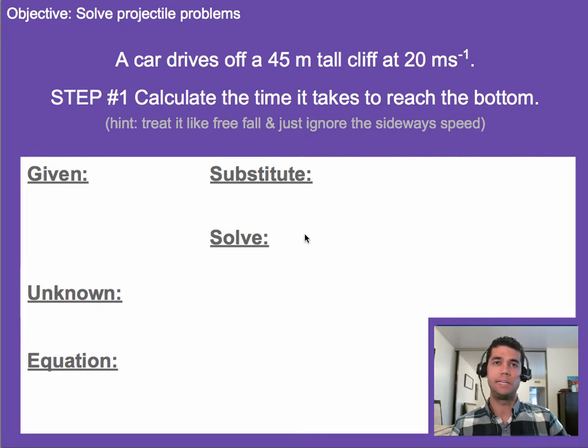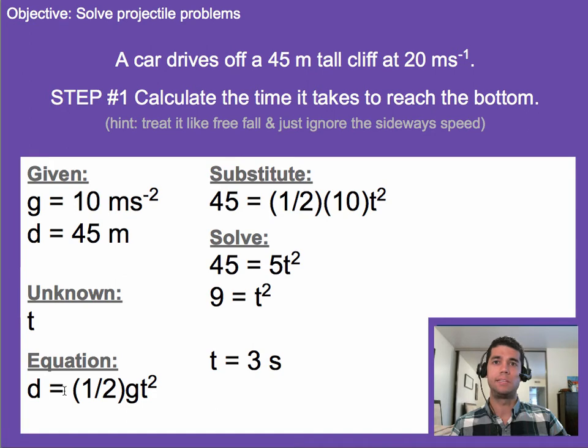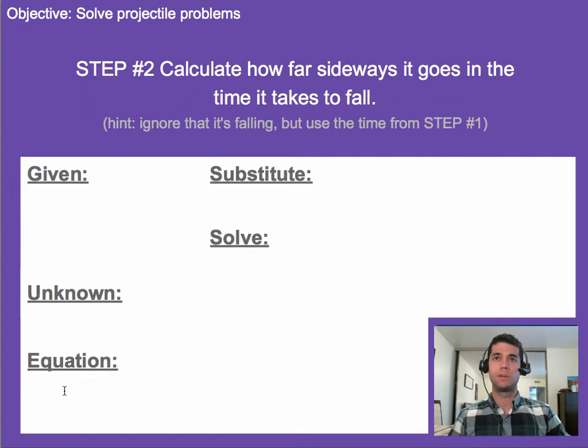Alright, so in this case, the given information that's relevant: gravity is 10, and the distance it's falling vertically is 45 meters. Our unknown is time, so we plug into d equals 1/2 gt squared, and what we get is that the time it takes to fall is 3 seconds. So we know this thing's going to be in the air for 3 seconds. That brings us to step number 2. Calculate how far sideways it goes in that 3 seconds of air time. You're going to ignore that it's falling, but you're still going to use that time from step 1 because that tells you how long it gets to move sideways for. Go ahead and solve that if you can.